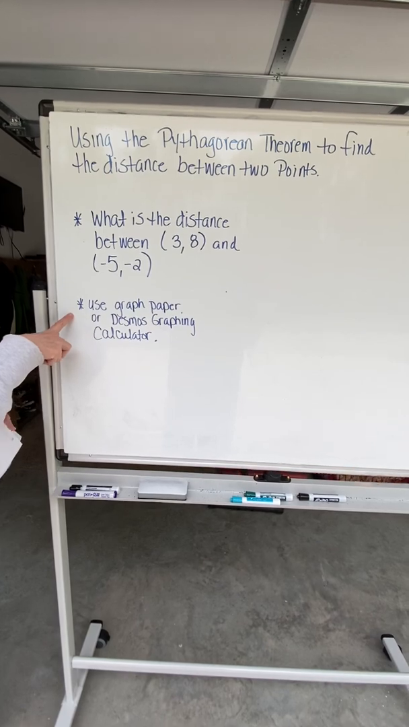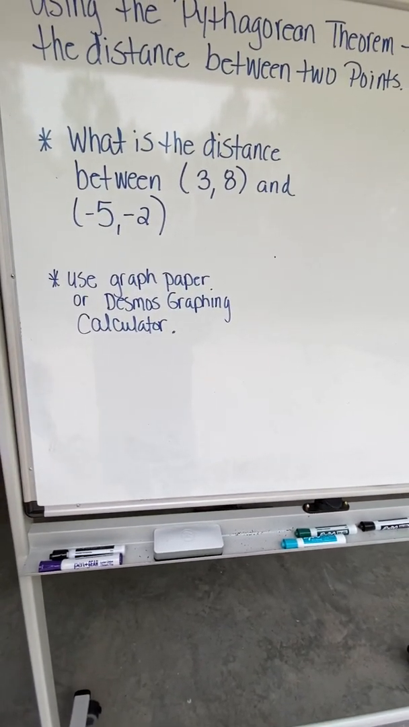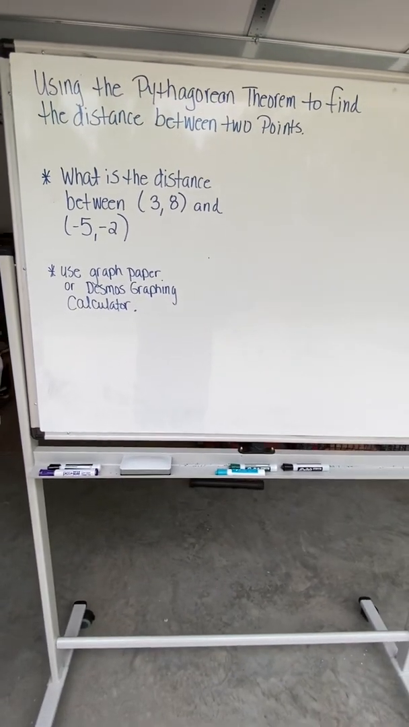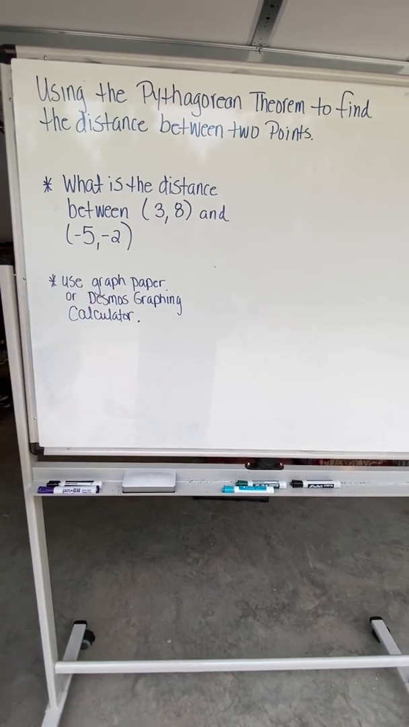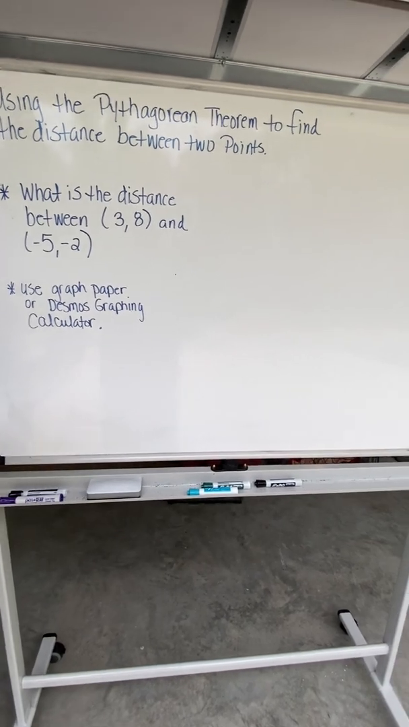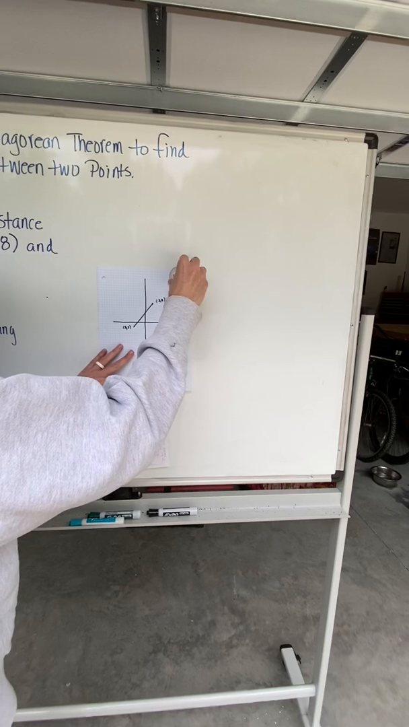I have a note right here. You either need to use graph paper. If you don't have any graph paper, you can use the Desmos graphing calculator to help you out with this, okay? So the first thing that you're going to do on a problem like this is either use your graph paper or the Desmos graphing calculator to graph those 2 points and connect them with a straight line.